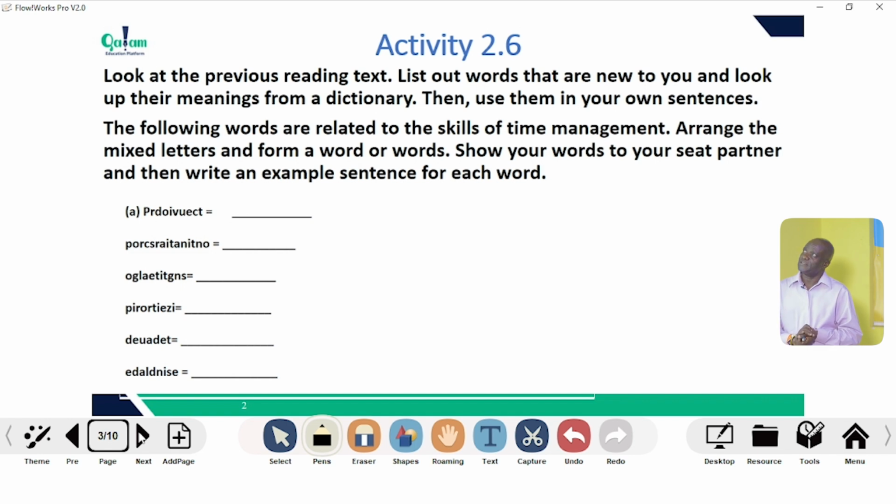Activity 2.6. Look at the previous reading text. Remember, under reading. List out words that are new to you and look up their meanings from a dictionary. Then use them in your own sentences. So you have to go back to our readings. Remember, we did 2 readings.